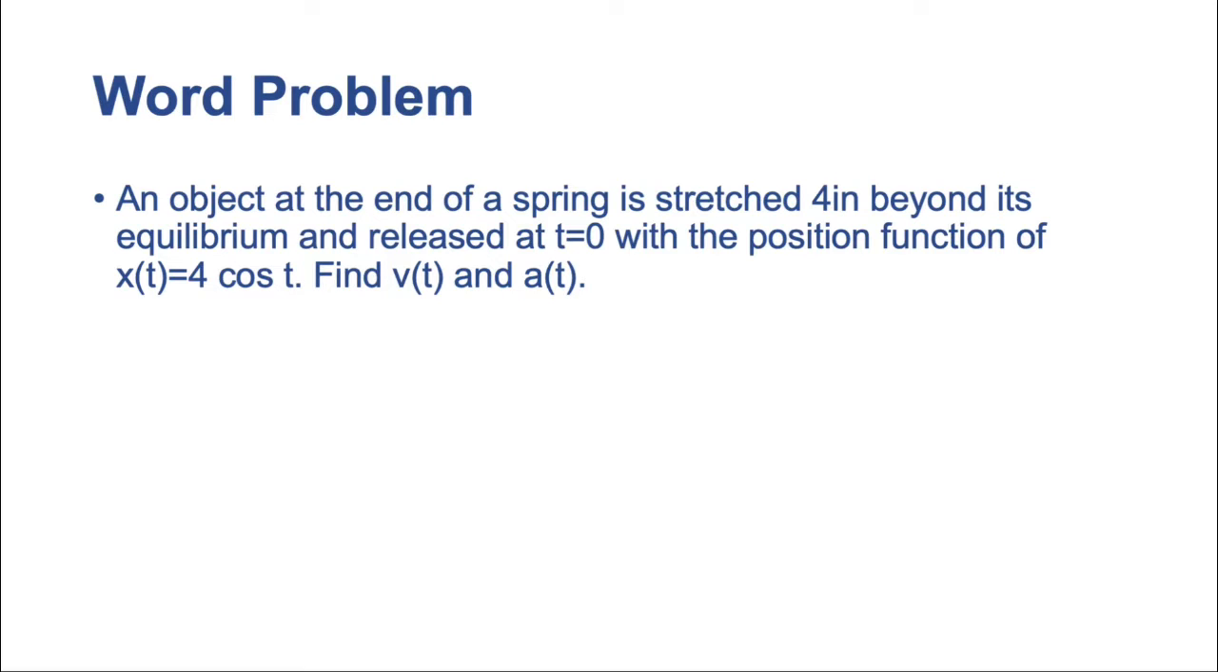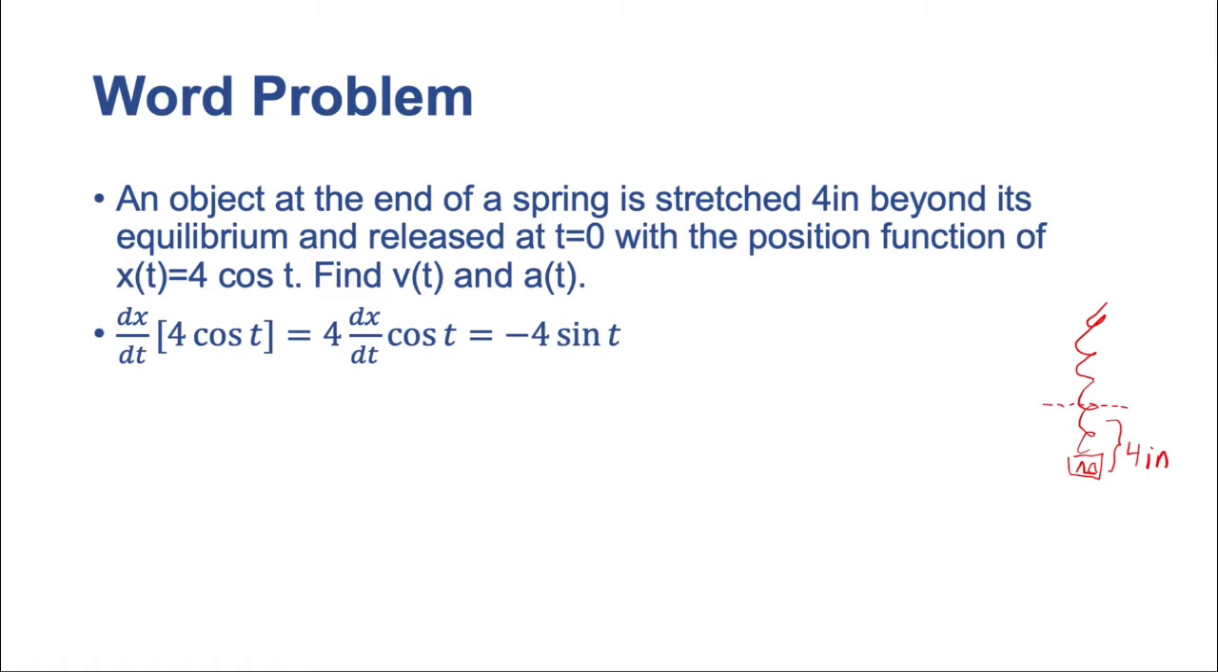And if I want to draw this out, we're going to have our spring here, and then we'll have our mass here, and we'll have our equilibrium will be here. This is where the spring will just rest, and we're stretching it 4 inches beyond its equilibrium. So if I want to find v of t, I'm going to take the derivative of the position function, so the derivative of 4 cosine t.